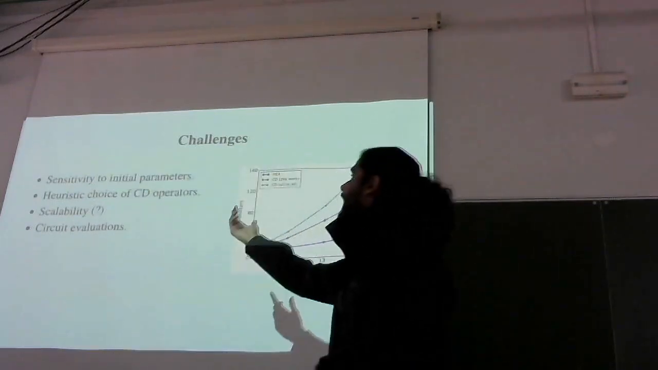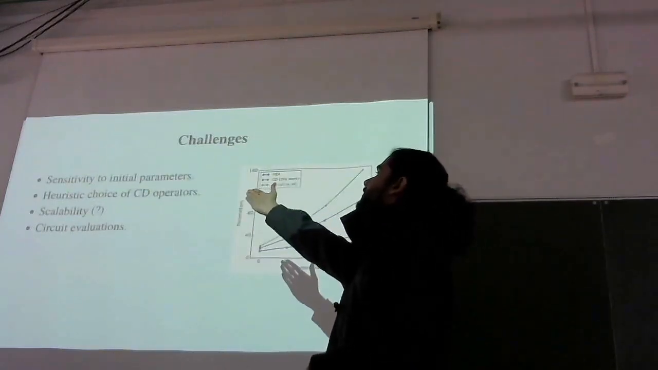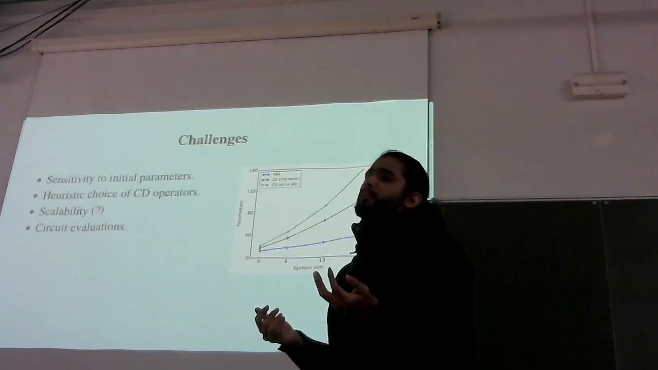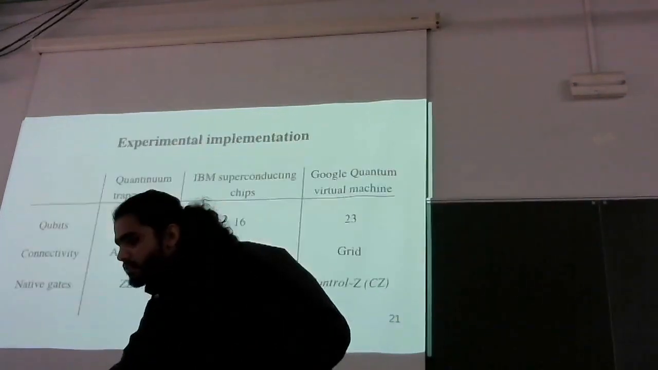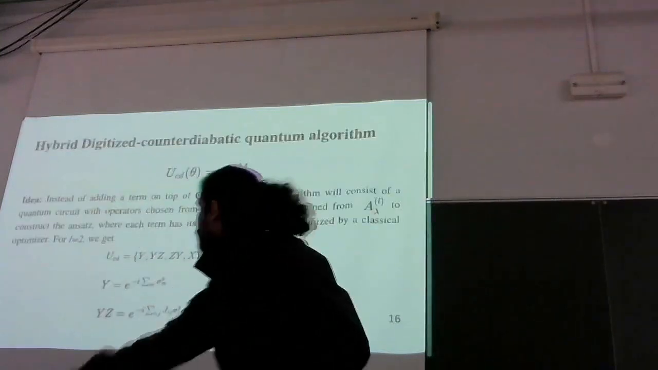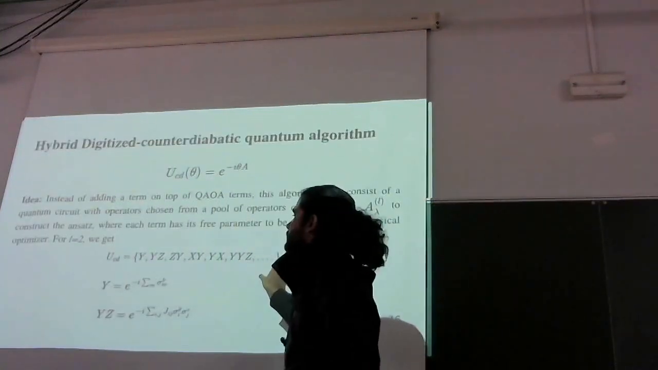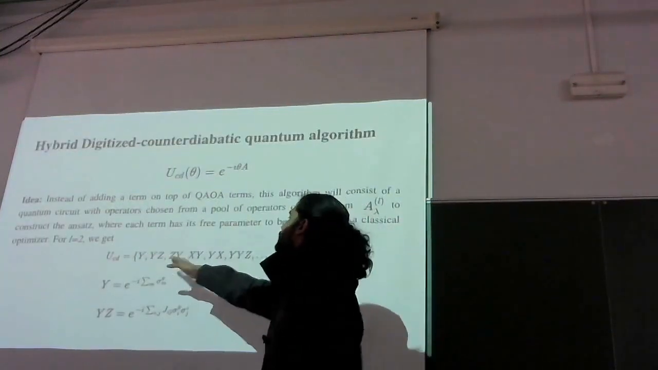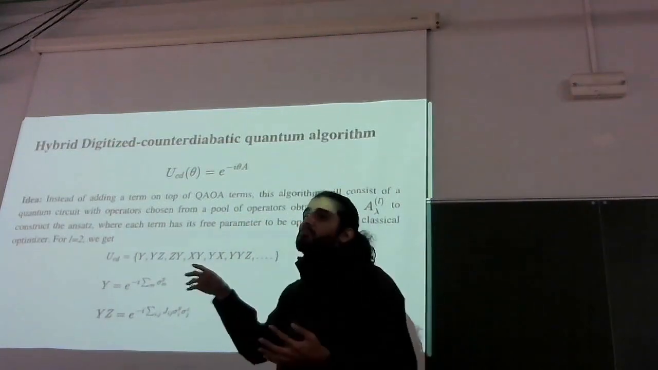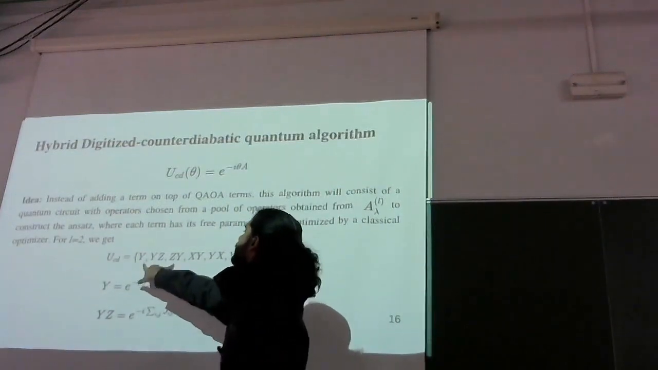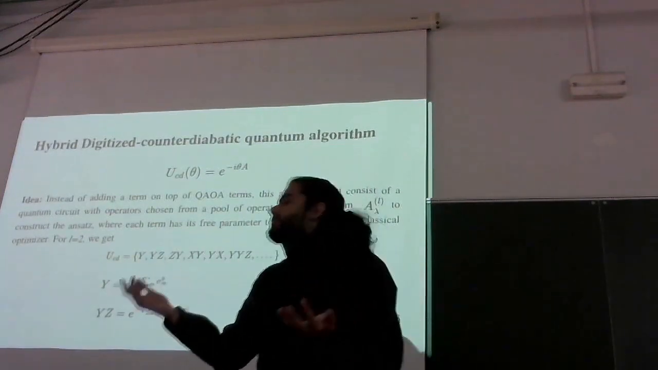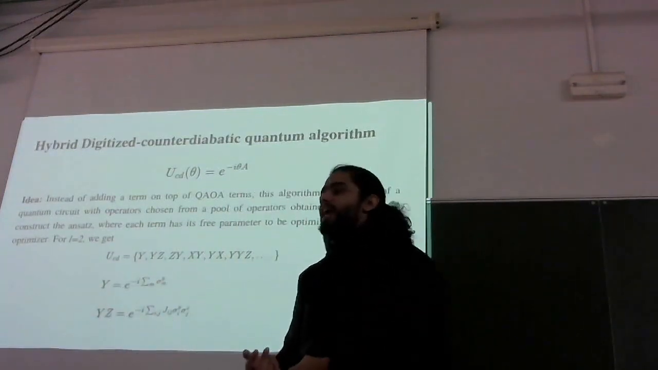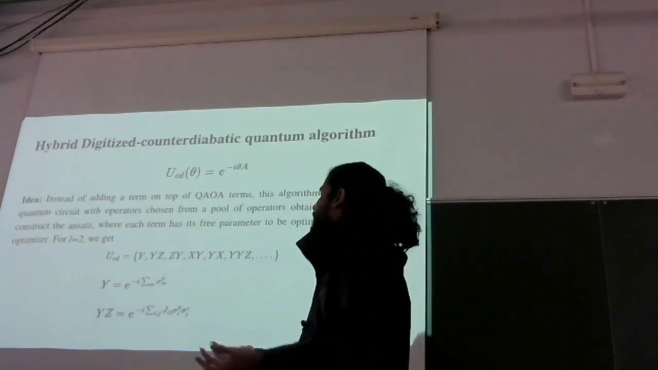Yeah, so challenges, I already mentioned most of it. Sensitivity of initial parameters: you need to find good initial parameters, which is very challenging. Heuristic choice of CD operators, this one is interesting. Even if I do second order, I have a long number of gates. And then why did I choose these two? Why not this, or why not any of the combinations, right? This is the question that I am trying to find the answer to. But for this work, it's just heuristic.